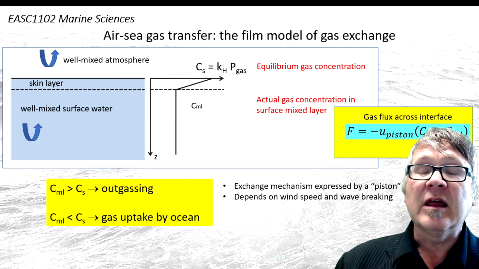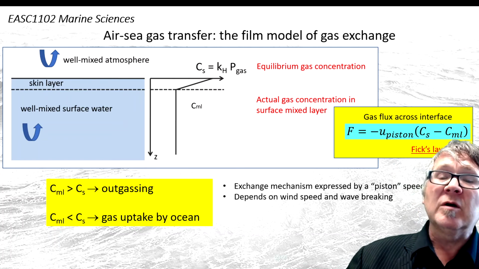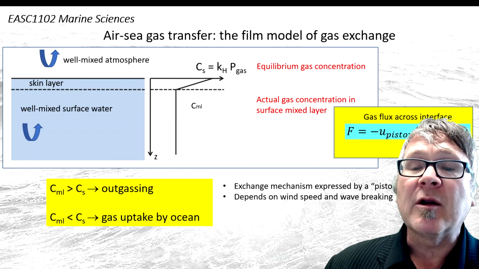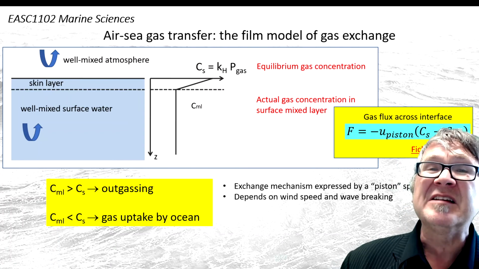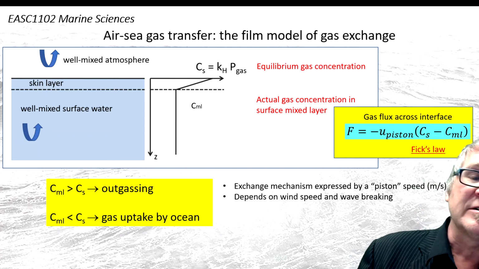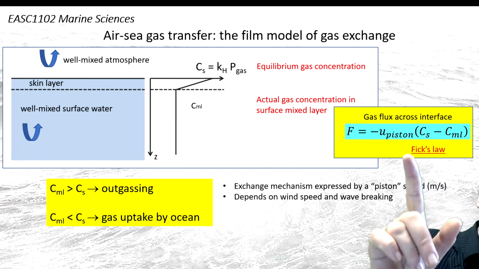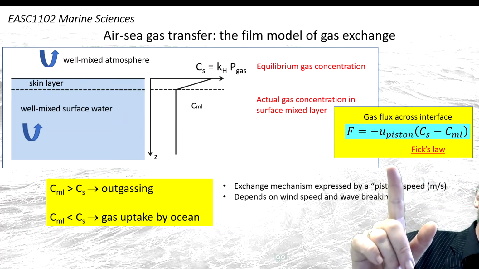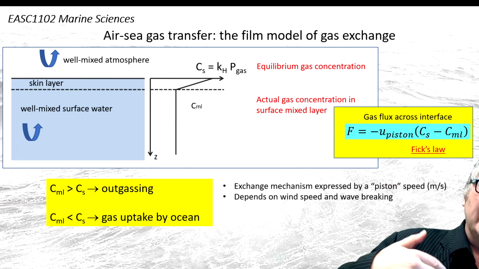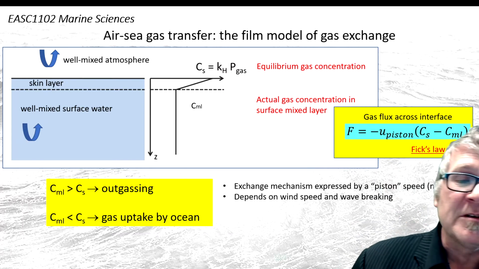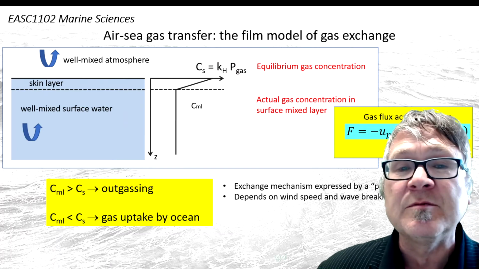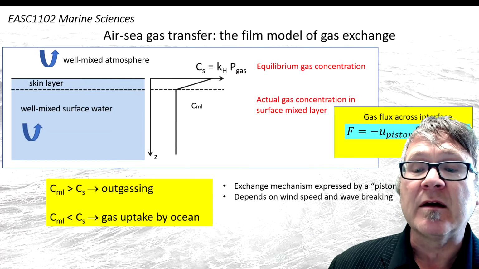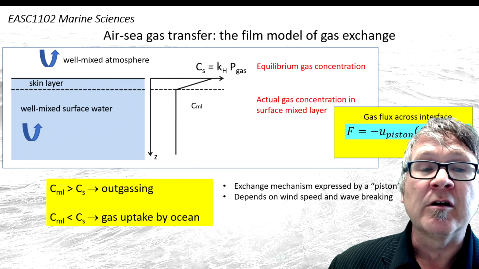Now the amount of gas that is transmitted depends on this concentration difference, but also on something we call a piston velocity. It's a little bit the gas flux across the surface. Have a look here above my finger. It's called Fick's law. It has the concentration difference and the piston velocity, and this coefficient, the piston velocity, strongly depends on the wind speed, plus additional factors like breaking waves. And this is the film model of gas exchange.